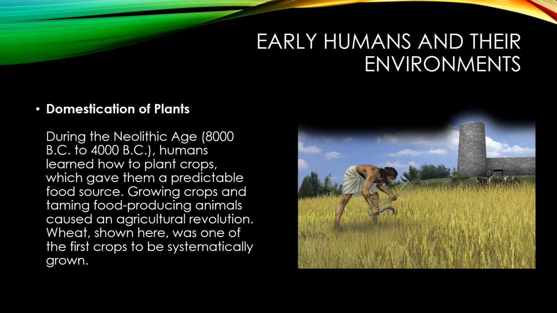During the Neolithic age, humans learned how to plant crops, which gave them a predictable food source. Growing crops and taming food-producing animals caused an agricultural revolution. Wheat, shown here, was one of the first crops to be systematically grown. So now, again, we're using this fire, and we don't have to leave during the cold months. We're using fire to cook foods. Now we're using animals as food sources, maybe hogs or chickens for their eggs, whatever those animals are.